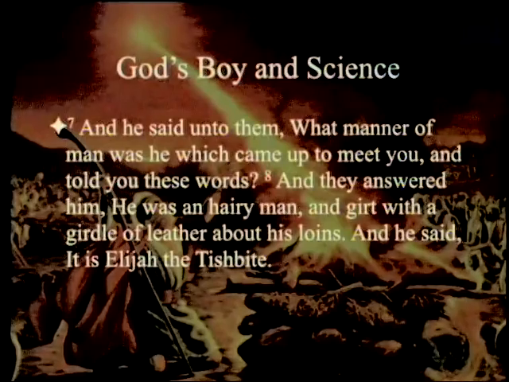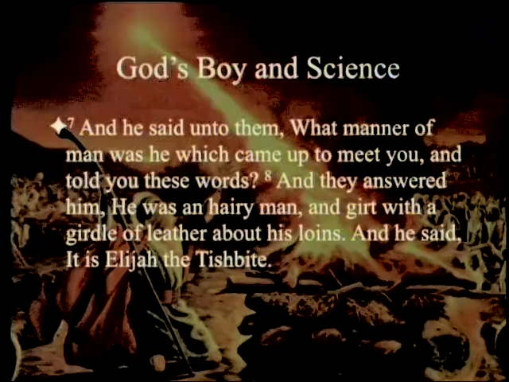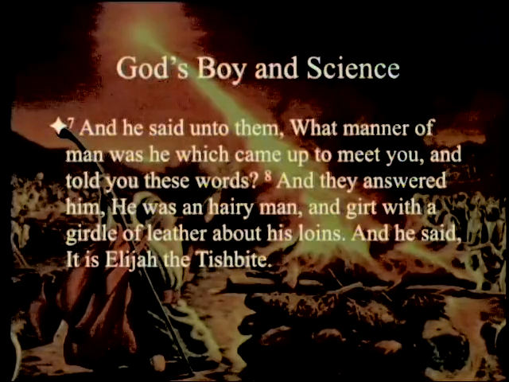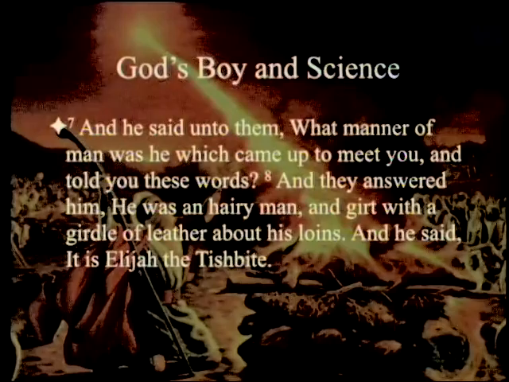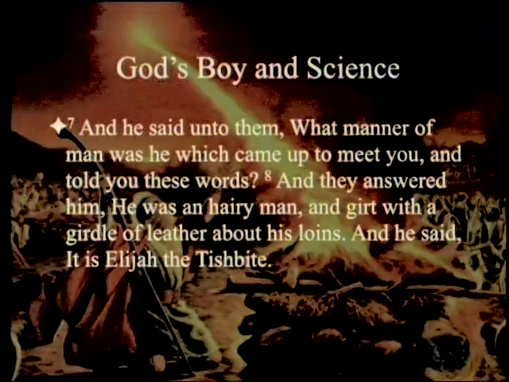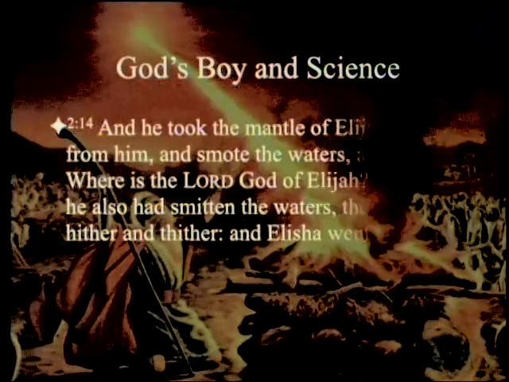And he said to them, what kind of man was he that came to meet you and told you these words? What did he look like? He said, well, he was a hairy man, and girt with a girdle of leather about his loins. And he said, I know that guy. That's Elijah the Tishbite. He had a characteristic dress that anybody who knew who it was.